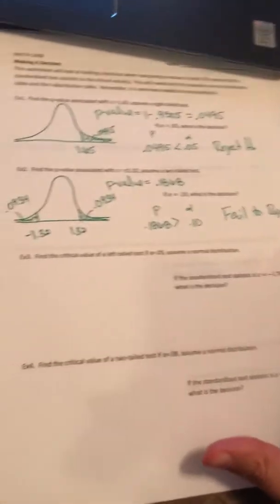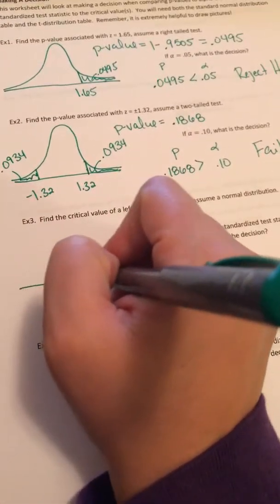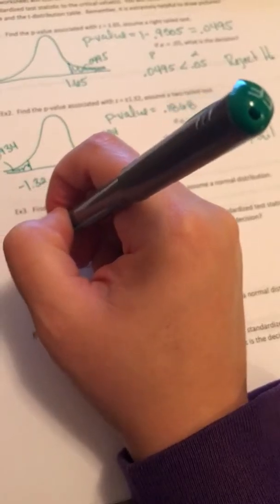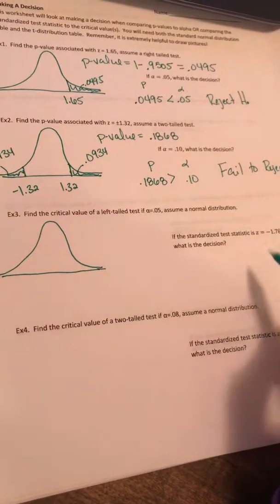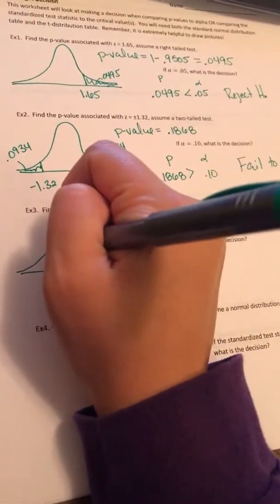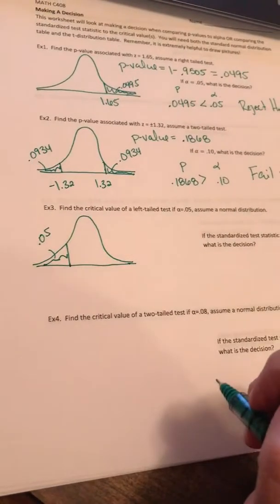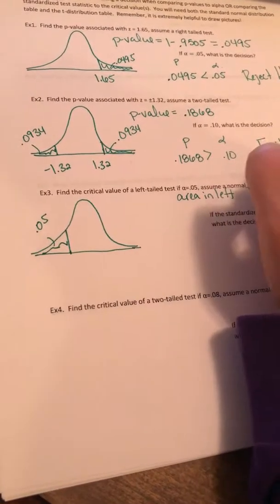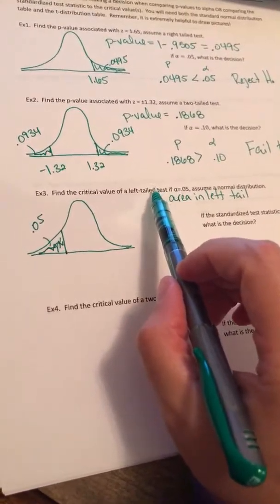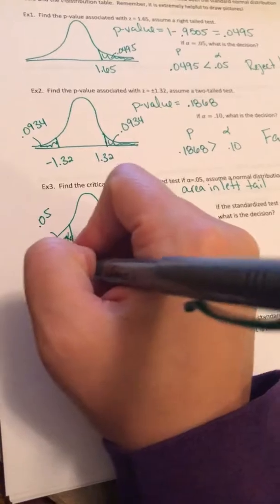If we want to find the critical value of a left-tailed test, if alpha is 0.05, assuming a normal distribution, so it's a Z, not a T, and then it gives us a test statistic to test. So for a left-tailed test and alpha is 0.05, that's the area in the left tail. And remember, this shaded part is your rejection region. So to find your critical value, you do the inverse norm of 0.05, since it's in the left. You'll get negative 1.64.